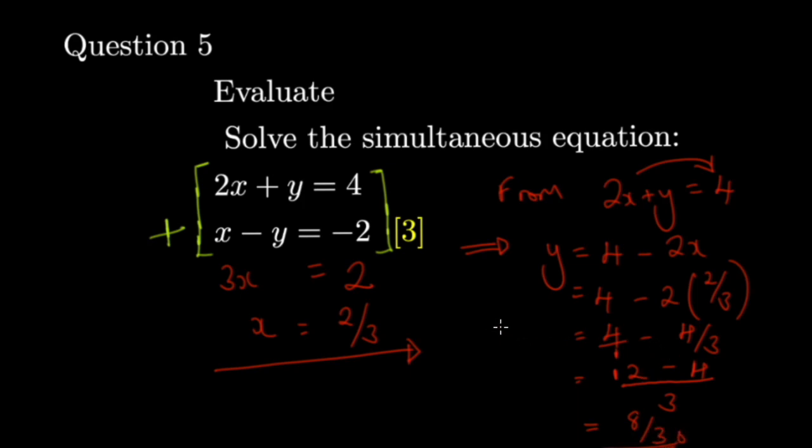So you have to conclude as well. You say therefore, this is how you write therefore in maths. Therefore x equal to 2 by 3, y equal to 8 by 3. Like this, and you are done. So those were the first 5 questions, and in the next part we are going to look at the next 5 questions.